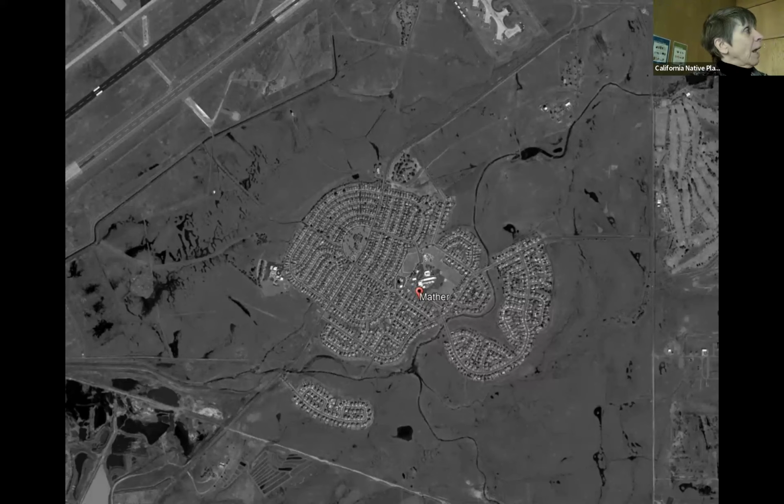So here, in the center, you have this housing development. In the lower left, you have mining. In the upper left, you have runways. You have golf courses on the far right. And so you can see how disturbed the landscape is.